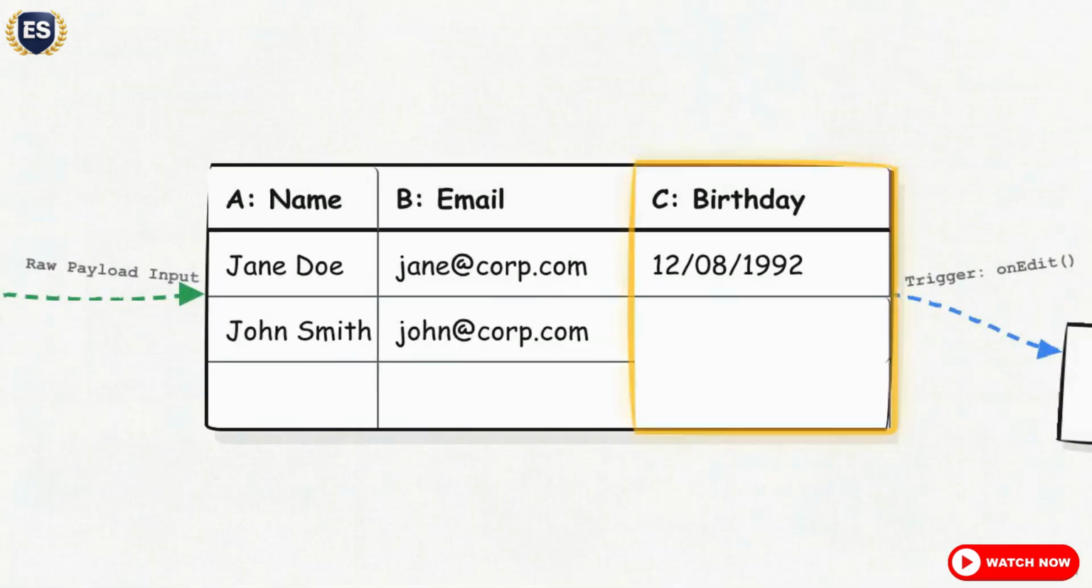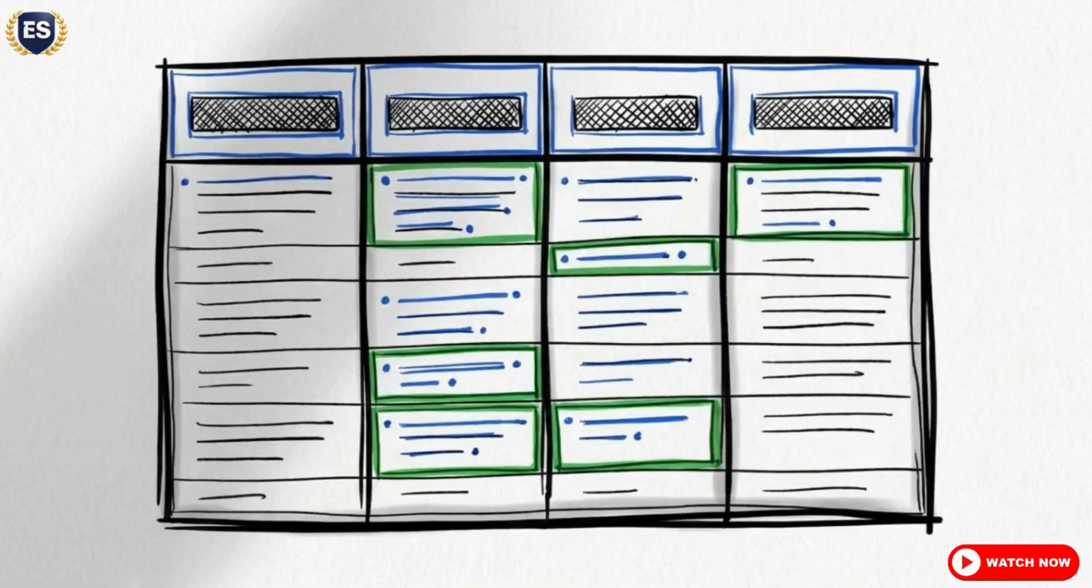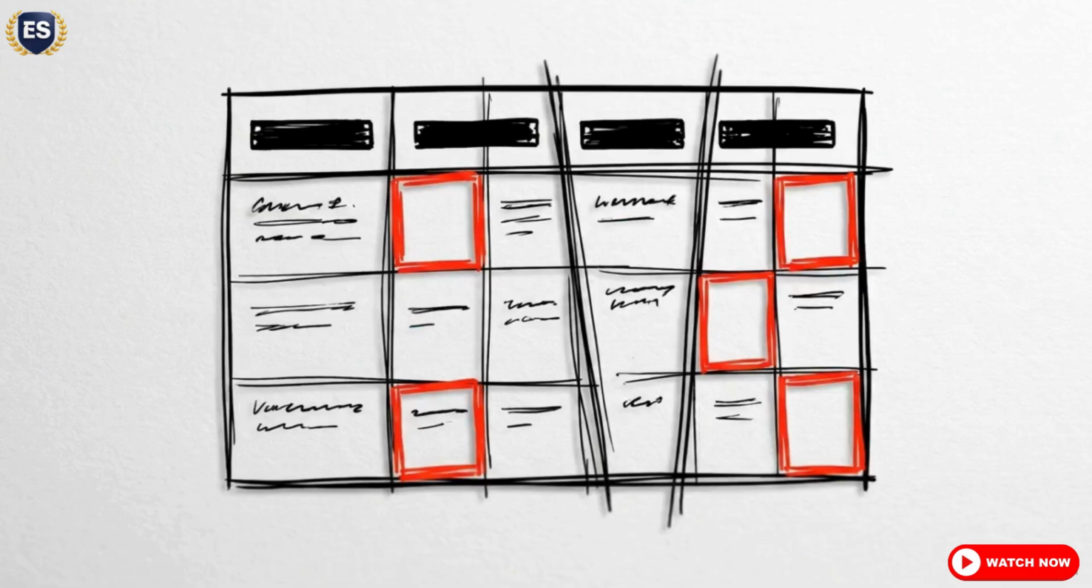Pay close attention to column C. Google Sheets needs to recognize this as a valid date, so stick strictly to the day, month, year formatting. A clean, perfectly formatted database is the absolute foundation of any script. If the data isn't structured correctly, the automation has nothing to act upon.